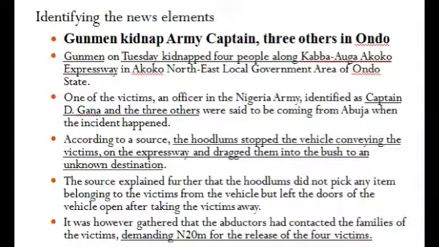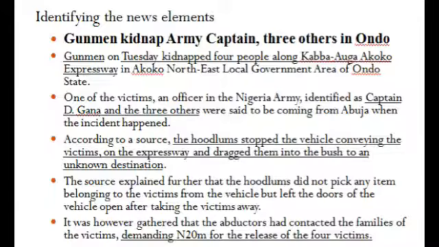The when: it took place on a Tuesday. What? Kidnap. People were kidnapped. Where? Akoko North East local government area. Where? Along Kaba Alga Akoko Expressway. That's the where. Why?